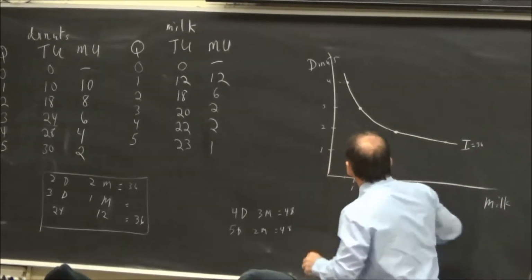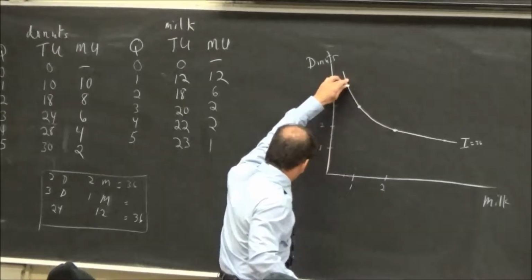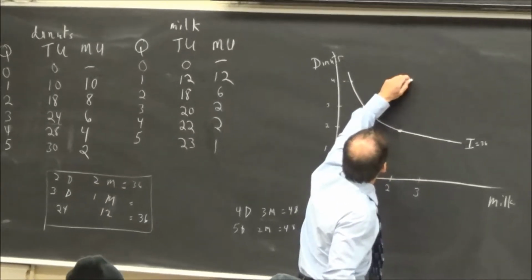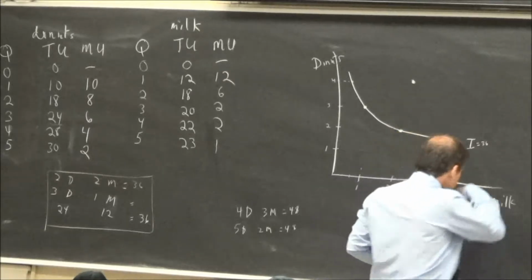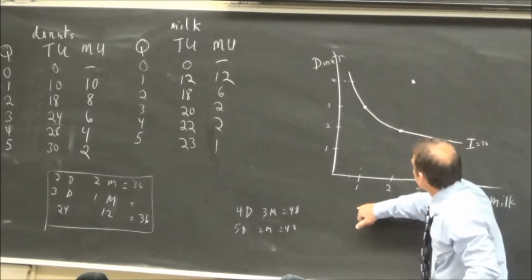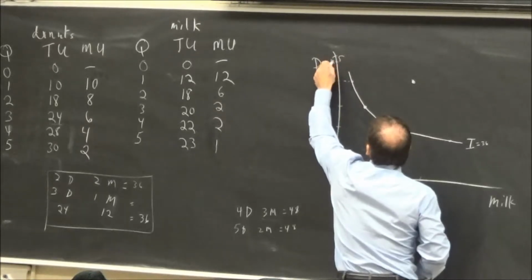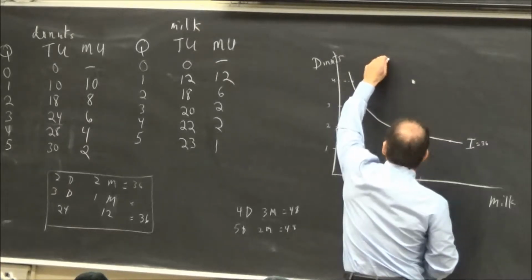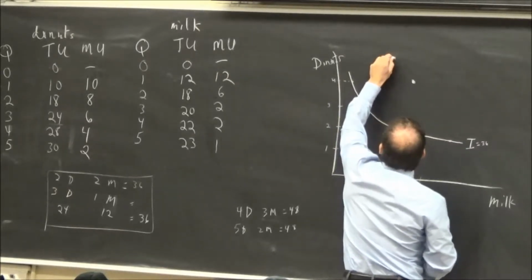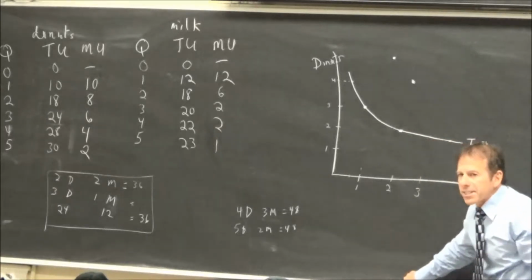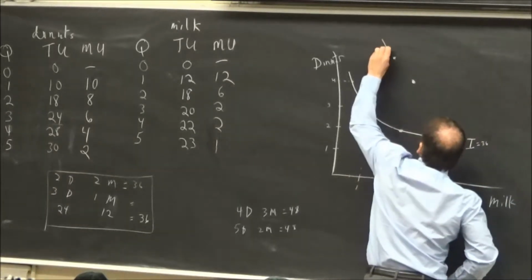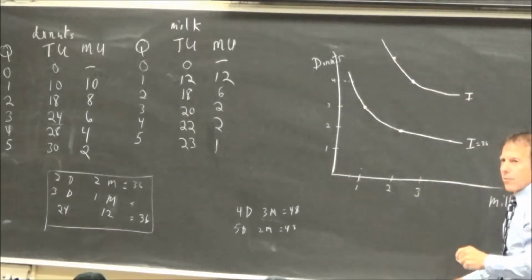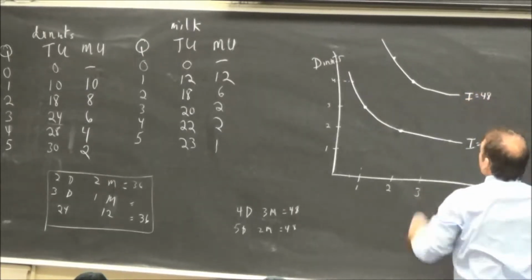So 4 donuts would be up here, and 3 milks would go all the way over here. So 4 and 3 would be like this. And then the other combination would be 5 donuts, which would be way up here, and 2 milks, which would be there. So we would have another indifference curve that goes like this. And along this, my utility would equal how much? 48. So my utility along that one is 48.